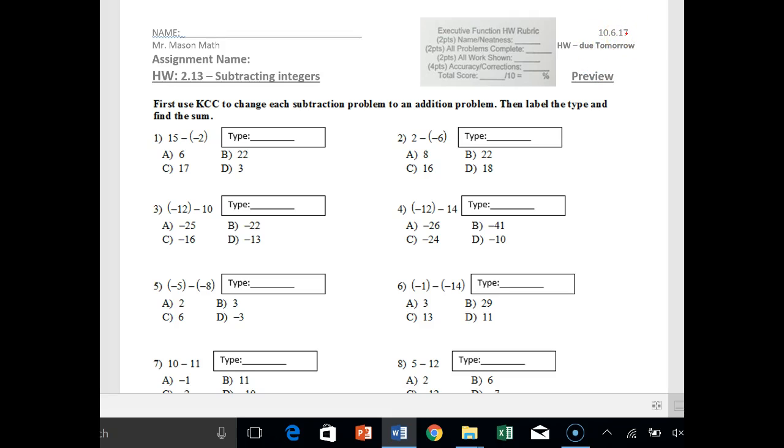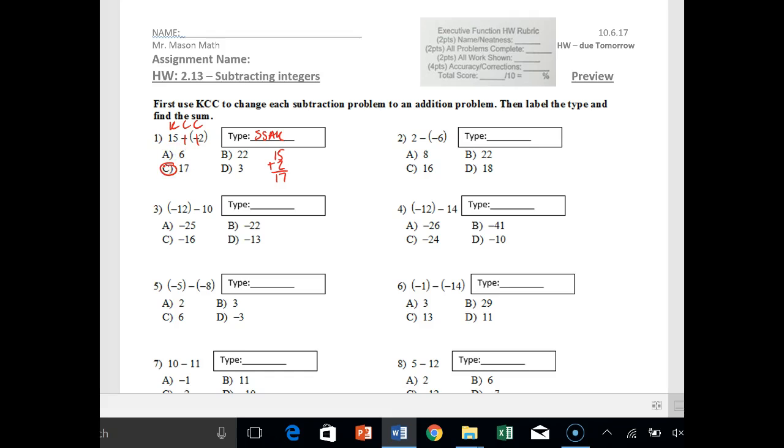All right, so you're going to first use KCC to change every subtraction problem to an addition problem, and then label the type of addition problem you have. So, on number 1, we KCC. Yes, I want you to write that. So, keep, change, change. Now, this is just 15 plus positive 2. So, what's that? It's SSAK. So you write 15 plus 2, you show your addition, you say, all right, that's 17.